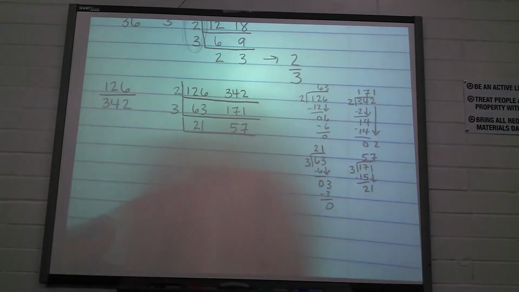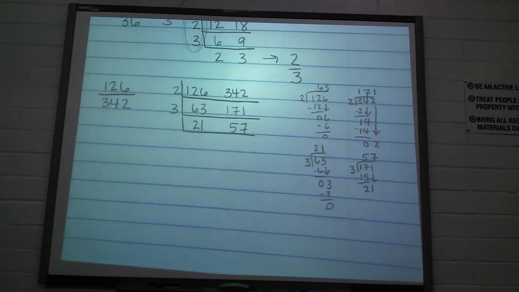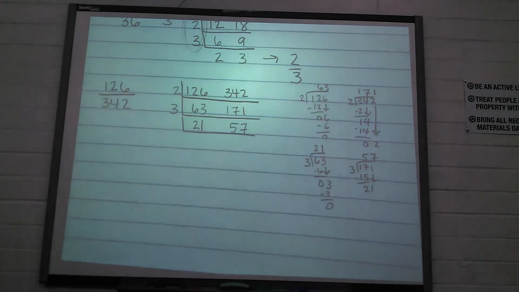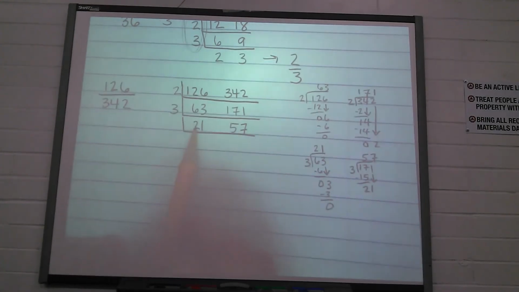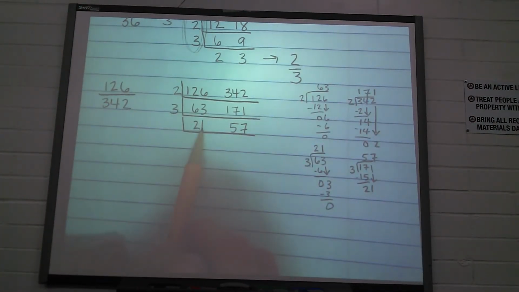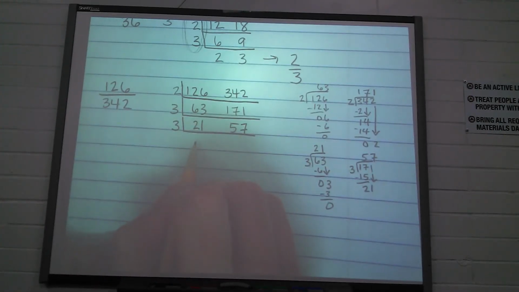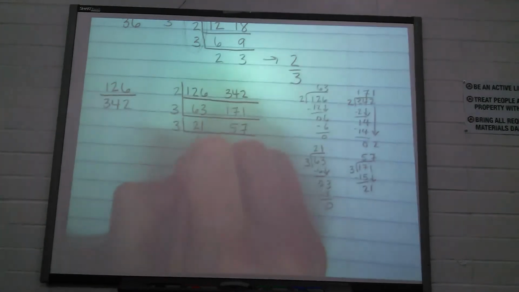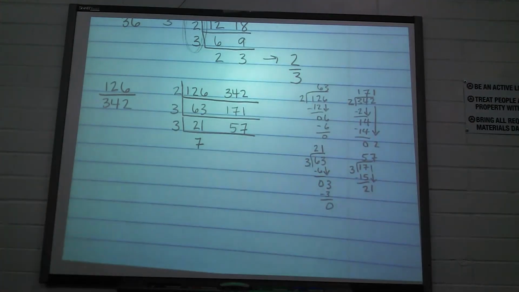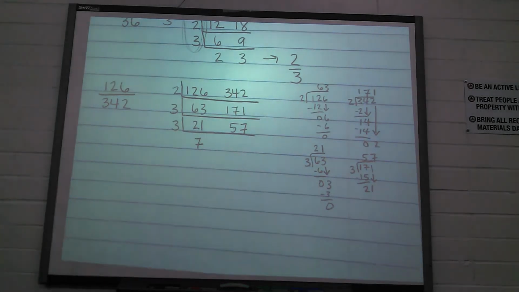Okay, we can do this. Okay, we know 2 does not go into these numbers because they are not both even numbers. Okay, so let's try 3. 2 plus 1 equals 3, so yep, 21 can be divided by 3. 5 plus 7 equals 12, and 12 can also be divided by 3. So 3 will work again. And I already know my facts, so I know 7 times 3 equals 21. Now 57 might be a little bit more difficult, but we can do this.